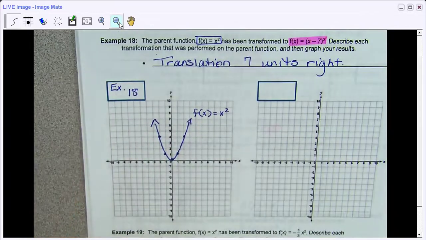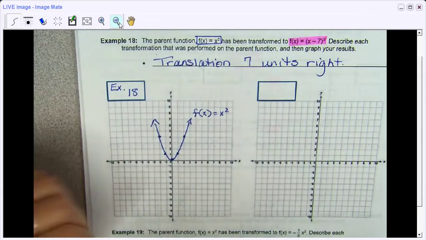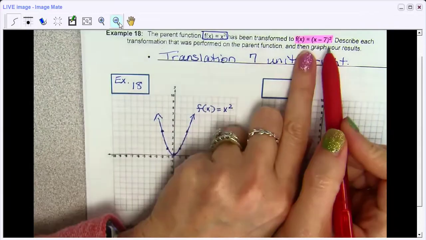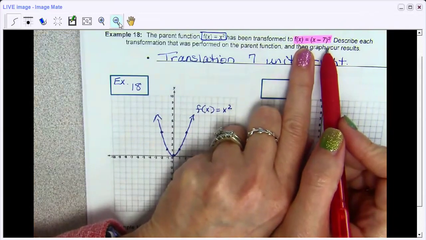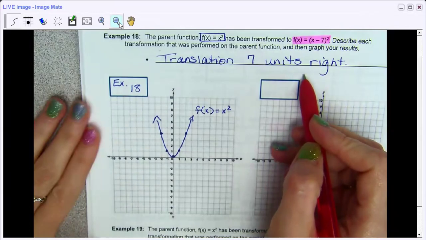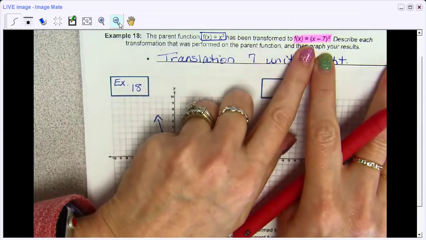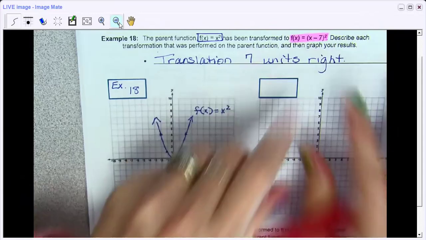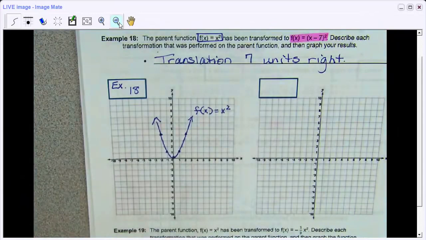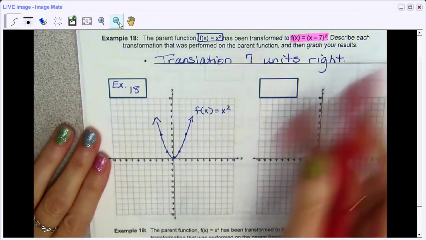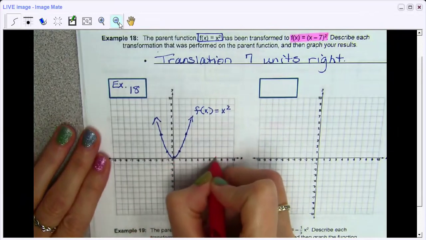Now I'm going to use a different color. Oh, I have all my colors over here. And I am going to now graph the translated function. So we know that it just shifted 7 units to the right. So every point can be shifted 7 units right. Now you could create another table of values if you wanted to and plug in the x and solve it that way. But if you know how to shift it without doing all that work, you can do that. So I'm going to just take every point and I'm going to shift it 7 units to the right.